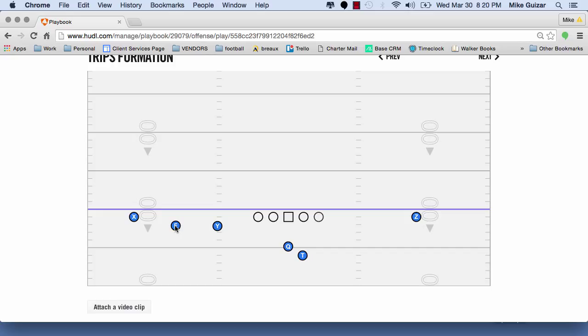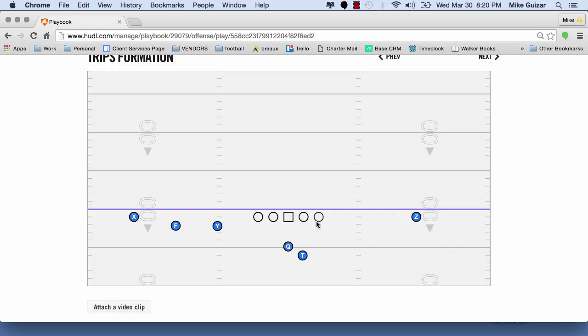Now, let's say the ball was not in the middle of the field. Let's say it was on the left hash. So where the center is now on the left hash, then we have to change some things. We would probably call trips to the wide side of the field. But let's not worry about that right now. If the ball is in the center of the field, Y is on the hash, X is top of the numbers, F is splitting the distance.